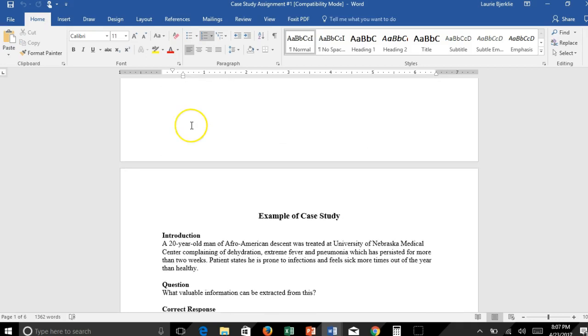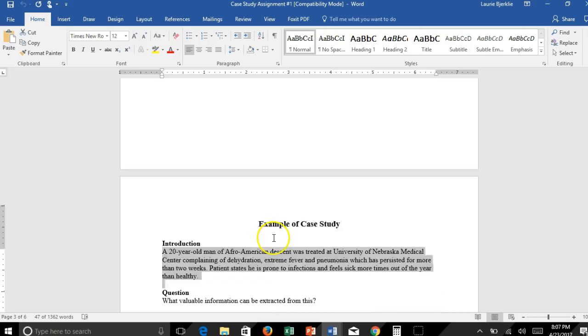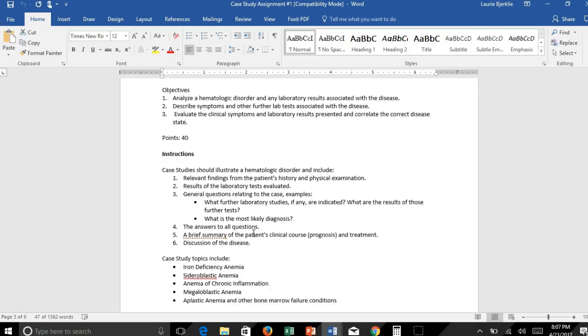If you go down here to my example, you'll see it doesn't have to be lengthy. It just has to be pertinent to what it's eventually going to be. You're going to see that's what my student did. You can create the name, you can create the age. You don't necessarily have to give a race or ethnicity unless you feel it's important. You can create where they went to the hospital if you want, whatever it might be. All right, so that's the first part.